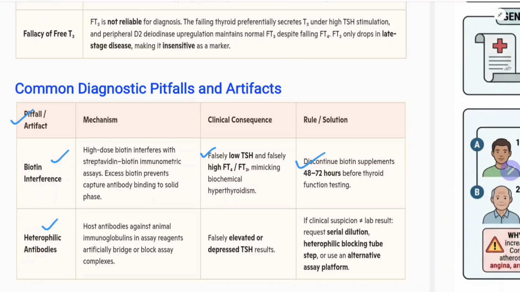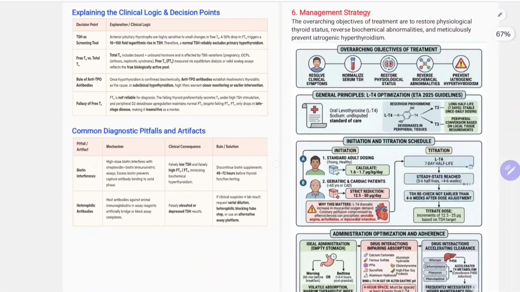Second is heterophile antibodies. Host antibodies against animal immunoglobulins in assay reagents artificially bridge or block assay complexes. The result is falsely elevated or depressed TSH results. If clinical suspicion does not match the lab result, request serial dilution, a heterophilic blocking tube step, or use an alternative assay platform. So these two things we should remember: biotin interference and heterophilic antibodies.